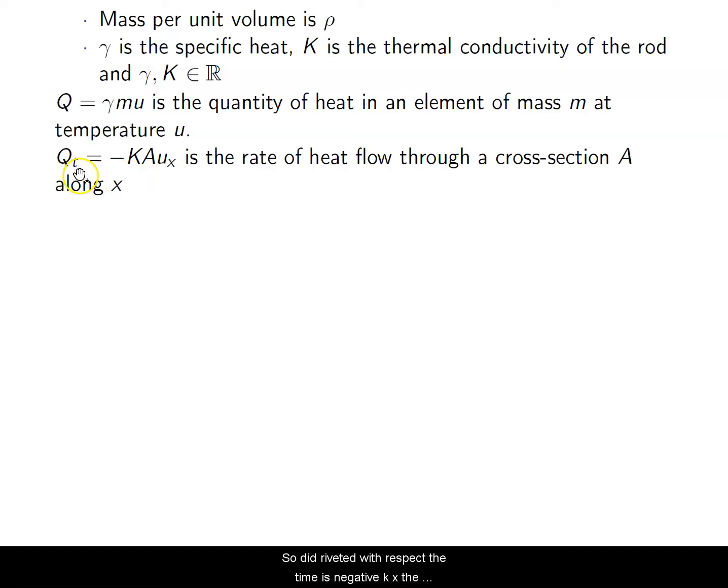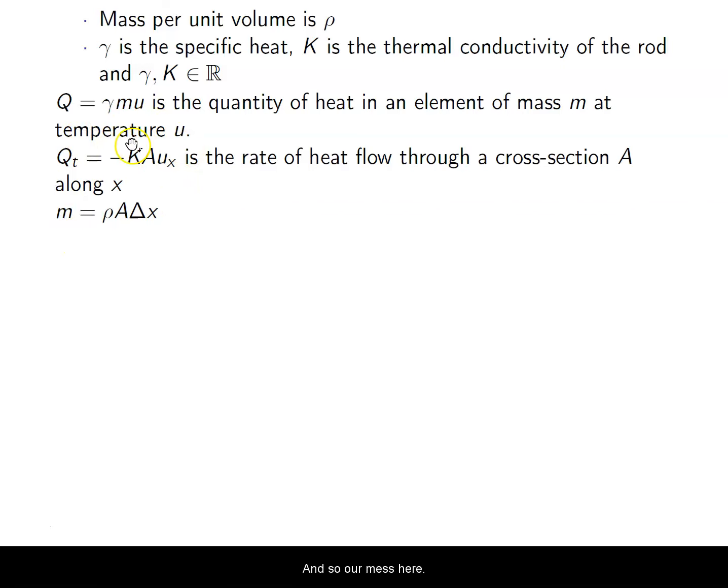The derivative of Q with respect to time is negative K times the area times the rate of change of u in the x direction. This is the rate of heat flow through a cross section A along x, which makes sense because it's the change in the quantity of heat with respect to time. It makes sense that it is the conductivity times the area times the rate of change in the x direction. So that's the change of the quantity of heat.